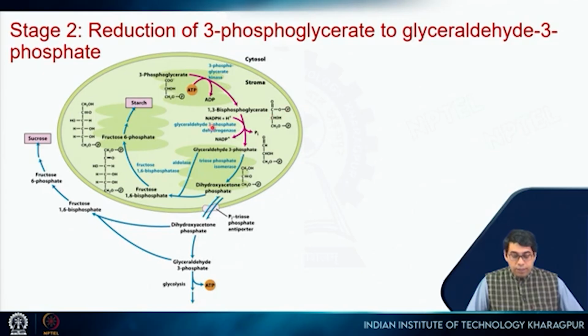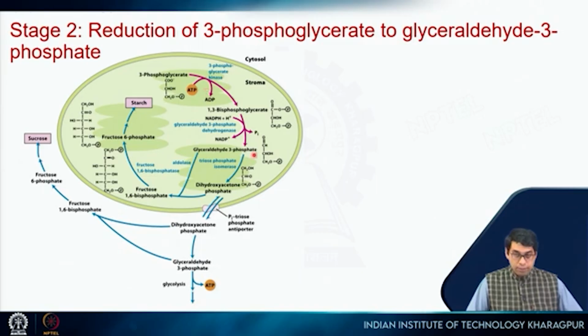and then it is reduced by glyceraldehyde 3-phosphate dehydrogenase to glyceraldehyde 3-phosphate. So this acid group is reduced to an aldehyde group. So this becomes glyceraldehyde 3-phosphate. So again 1, 2, 3, this is the third carbon. Okay. So our second stage is complete.